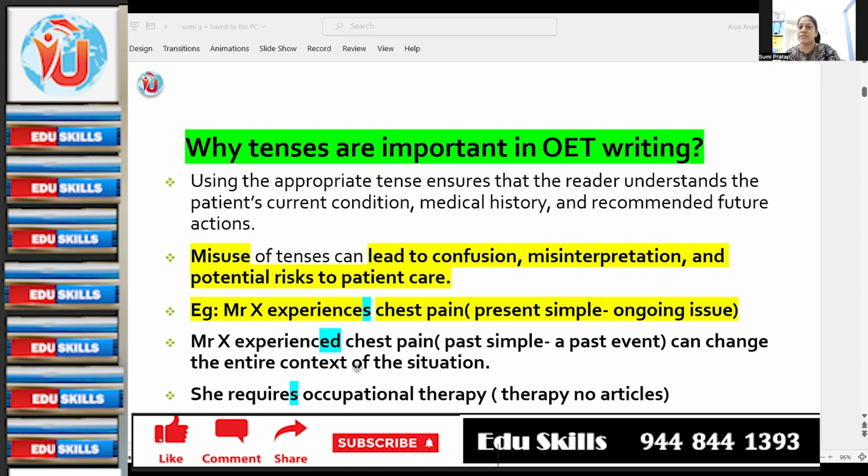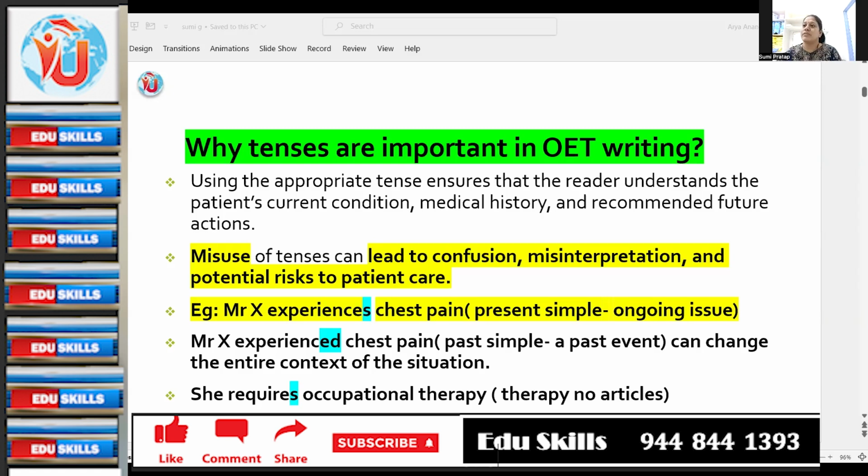We are using the patient as male or female. This is the only one we will use, right? So here, she requires, of course we have to write this, she requires occupational therapy. Okay, so keep it in your mind that whenever you are seeing physical therapy, occupational therapy, or some other therapy, no articles for that.